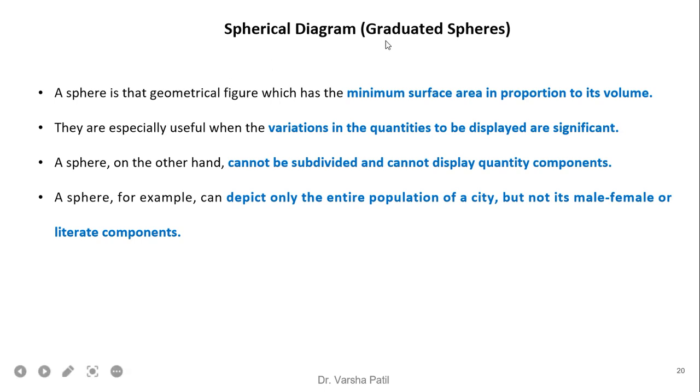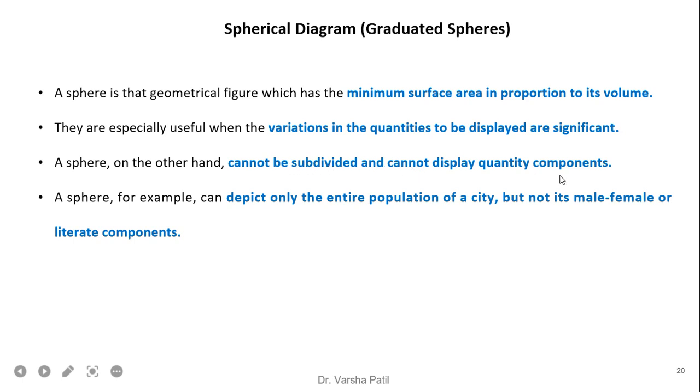Spherical diagram. It is also called graduated spheres. A sphere is a geometrical figure which has a minimum surface area in proportion to its volume. They are especially useful when the variation in the quantities to be displayed is significant. A sphere, on the other hand, cannot be subdivided and cannot display quantity components.